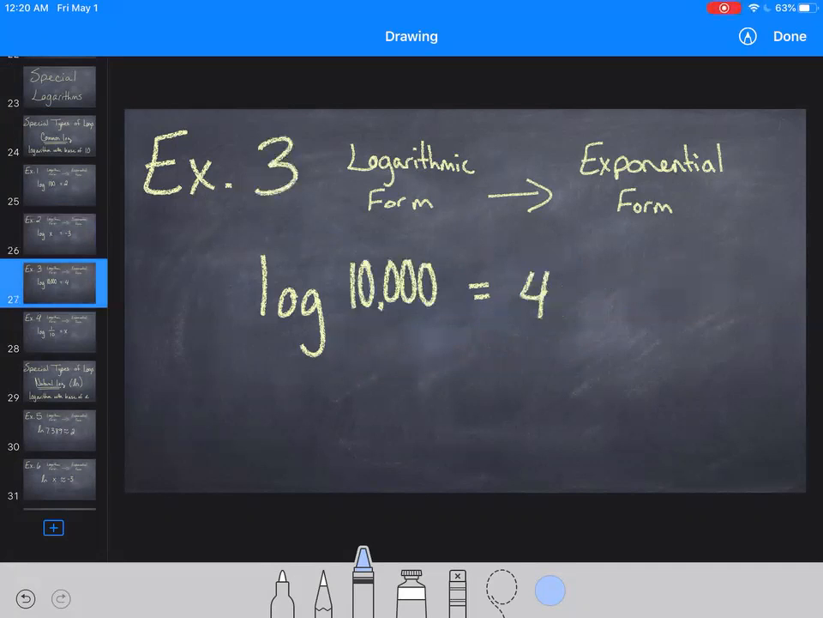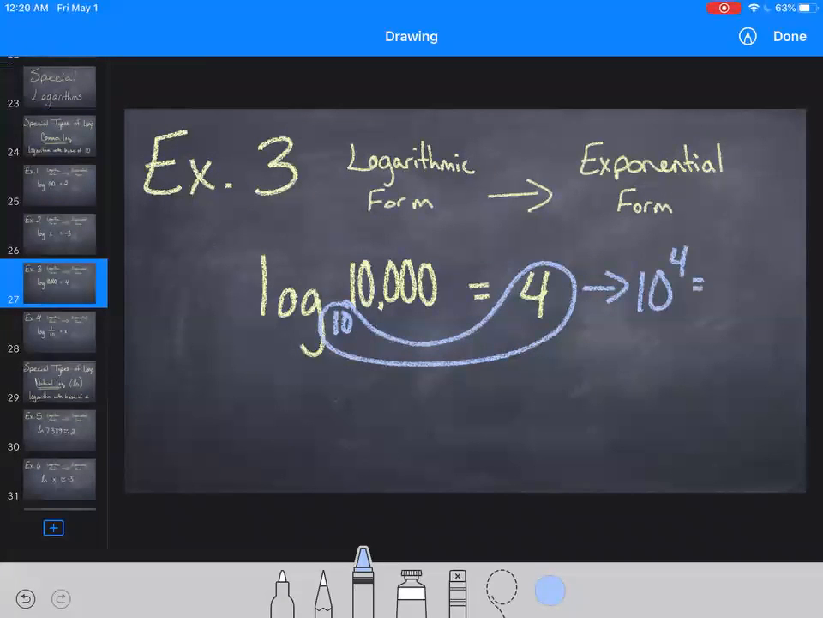On example 3, I'm going to do the same thing. I'm trying to get it from its logarithmic form into its exponential form. I notice my base is missing. It has a base of 10, so I'm going to circle my base and my answer, and I'm going to go ahead and rewrite it so it is my base of my exponential form to my exponent, and it's equal to that answer, so 10,000. So 10 to the fourth is equal to 10,000.